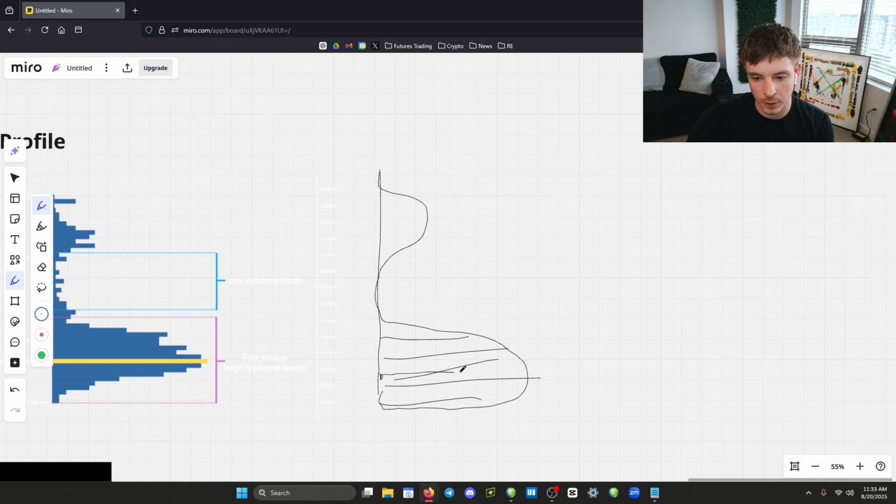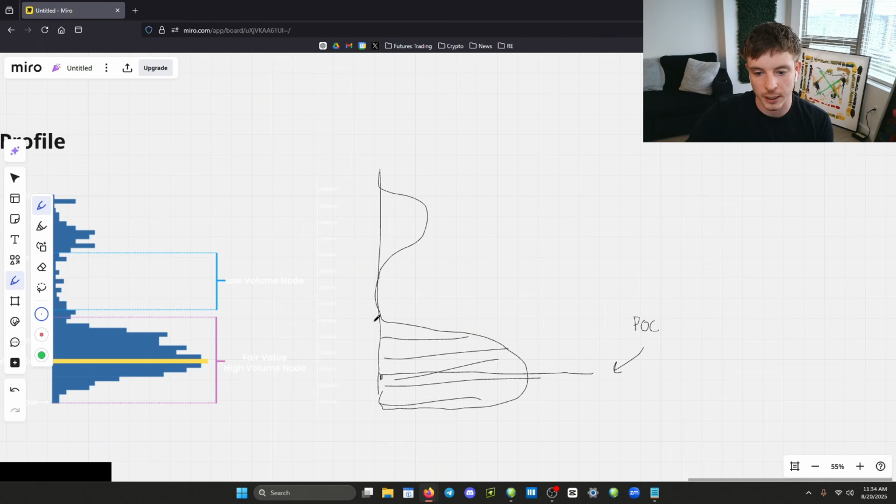The area of the most volume traded is called the point of control, otherwise known as the POC. This is just where buyers and sellers agreed on price the most, and this is where the most transactions, the most facilitation of trade took place. That's called the point of control. And if you remember from the auction market theory video yesterday, 68% of volume is transacted within what's called the value area. So this is obviously fair value down here because this is where the most transactions occurred.